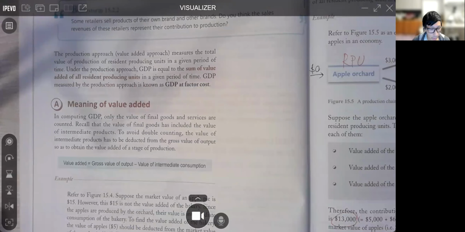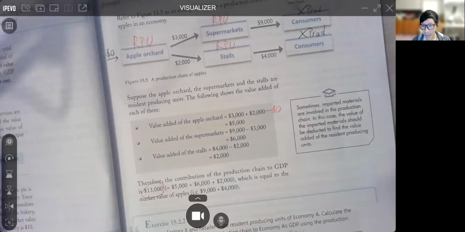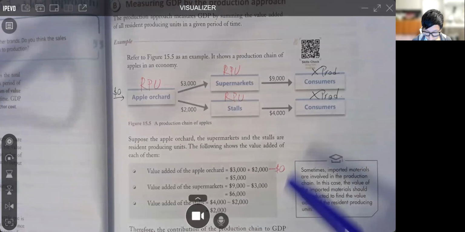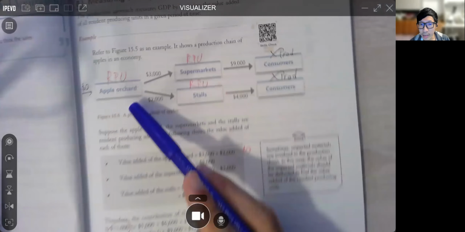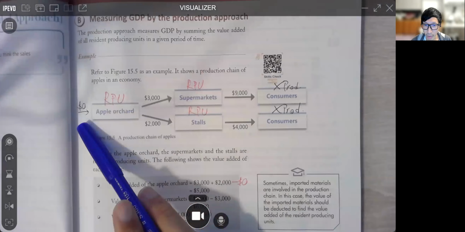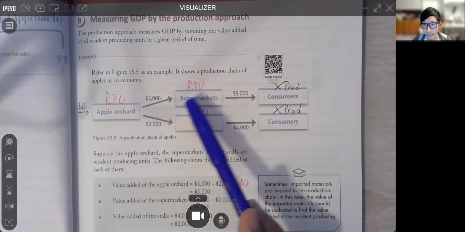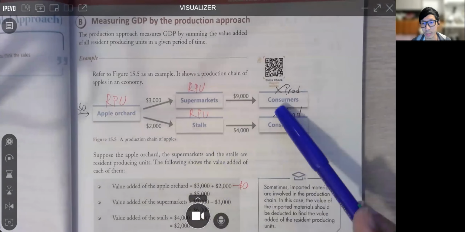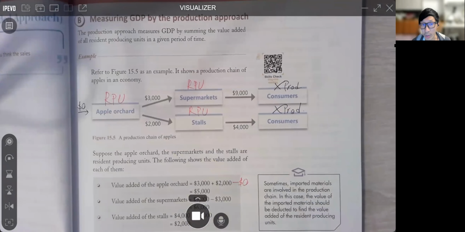Let's not talk so much nonsense, let's look at an example. Let's go to page 9 of your textbook. Here you will see it starts, let's assume, with 0. We start with an orchard, an apple orchard, so we go plant apples. And then we sell some to the supermarket, sell some to the store, and the supermarket also sells some to consumers, and the store also sells some to the consumers.